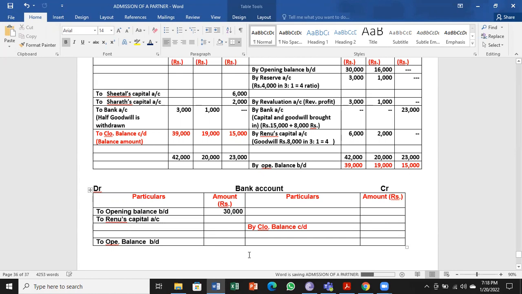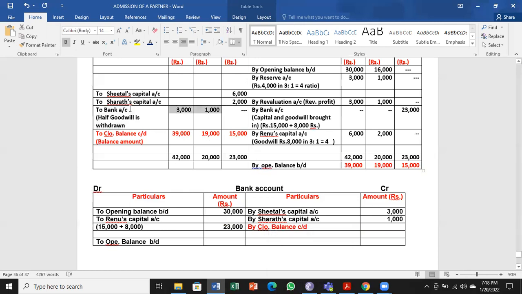So here Renu is getting 15,000 for capital and 8,000 for goodwill. So 23,000. Then the partners have withdrawn the money. So Sheetal's capital account withdrawn amount is 3,000. You can see here to bank, that becomes here by. So by Sharath's capital account 1,000. You have to see this.